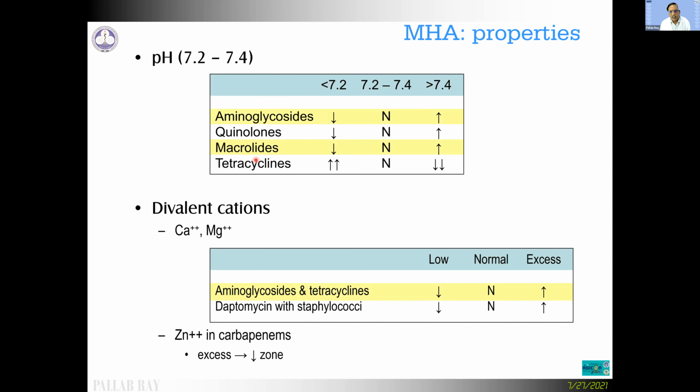Okay, Mueller Hinton agar has a very stable pH. Many of the antibiotics are known to be very susceptible to pH and show either increased zone of inhibition or decreased zone of inhibition based on pH changes. Similarly, antibiotics are known to bind divalent cations and show lower zones of inhibition. Excess of zinc can show smaller zones in case of carbapenems.